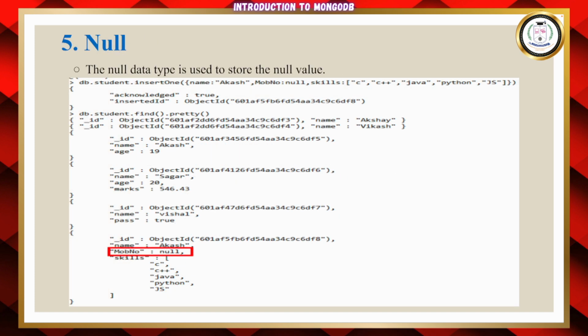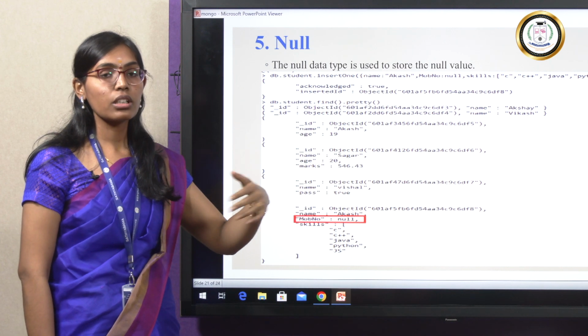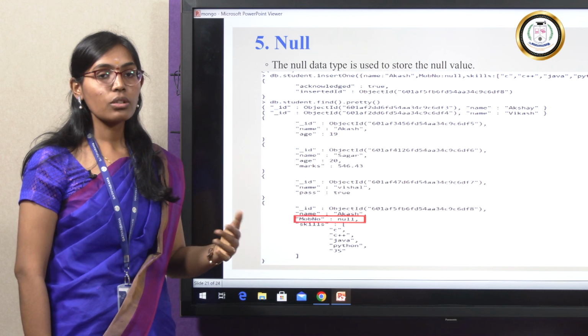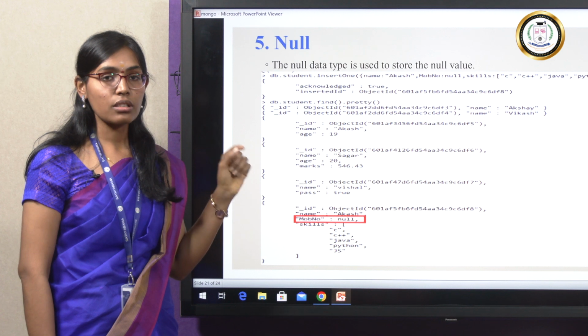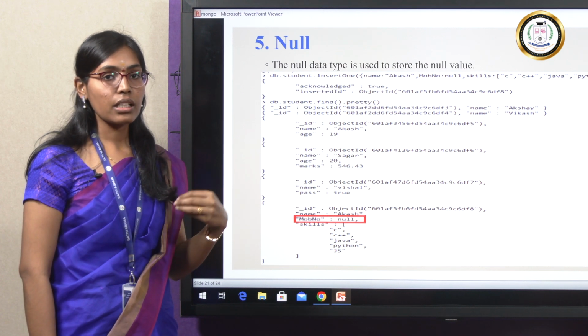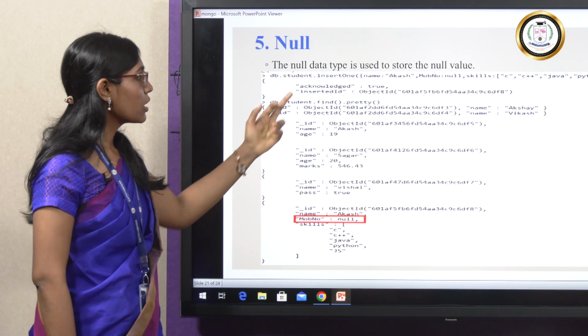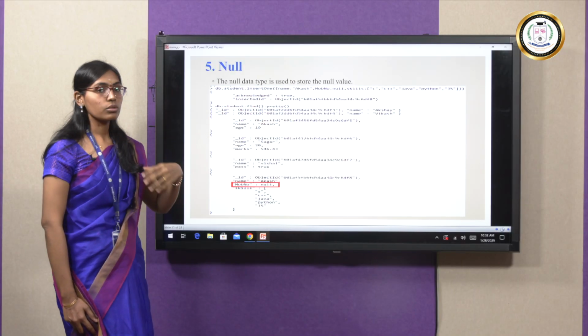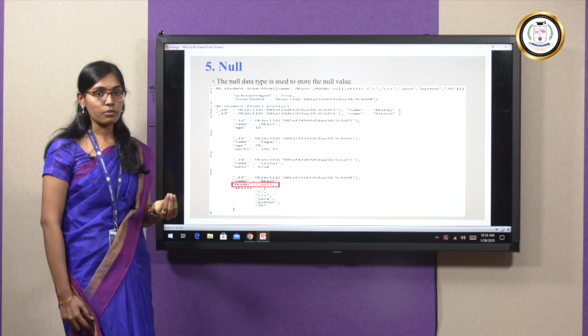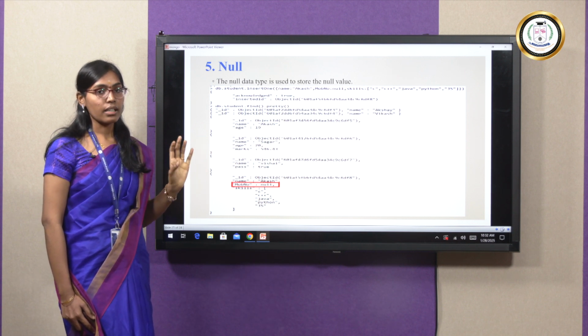And the next one is your null. A null value is used for storing nothing. For example, if you see here, the name is Akash, and for the mobile number they didn't store anything, so null. They are not wishing to give the mobile number, or that particular field is not mandatory for this document. In that case you can give null, which means there is no value for this. So if the user doesn't want to give any particular information, but the key is there, it will be treated as a null value here.